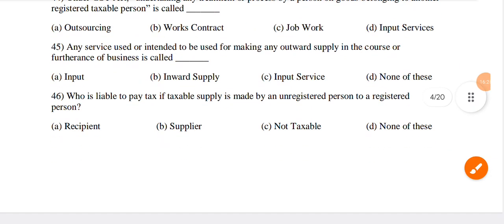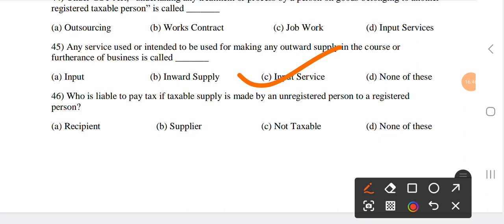Next question, any service used or intended to be used for making any outward supply in the course or furtherance of business is called dash. Option A input, B inward supply, C input service, and D none of these. The correct option is C input service.